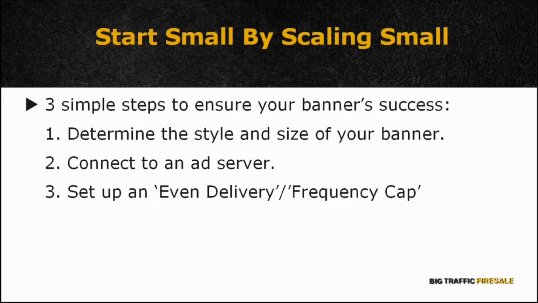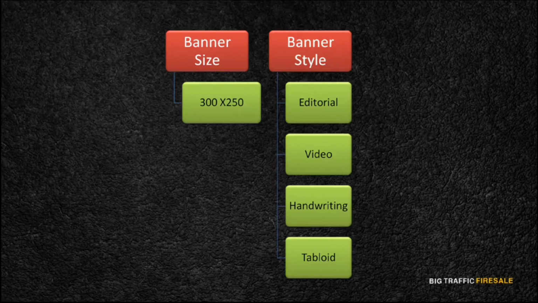1. Determine the size and style of your banner. 2. Connect to an ad server. 3. Set up an even delivery or frequency cap. First and foremost, determine the size and style of your banner ad. A lot of people make their very first mistake by choosing the wrong banner size for their ads and wasting their resources. Select the standard size, which works perfectly in all sites and is great for starters. The size is 300 by 250.